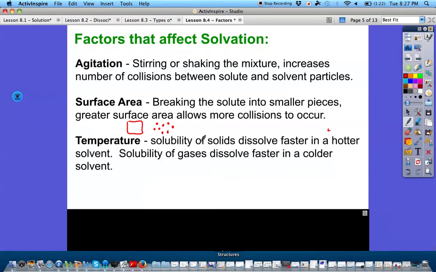Temperature. Solids dissolve faster in a hotter solvent. So if you want that sugar to dissolve and make sweet tea, you're going to want to have a warm cup of tea to start with versus a cold cup of tea. Gases, however, dissolve faster in a colder solvent. So the CO2 in your can of soda is going to be more dissolved when it's refrigerated than when it is at room temperature.